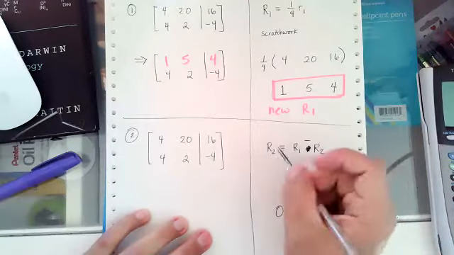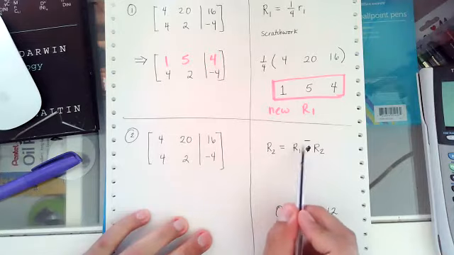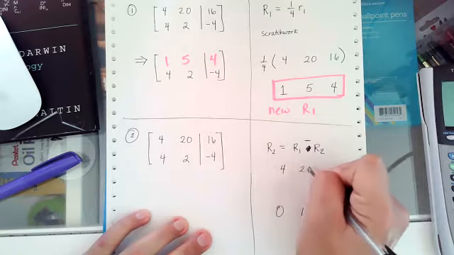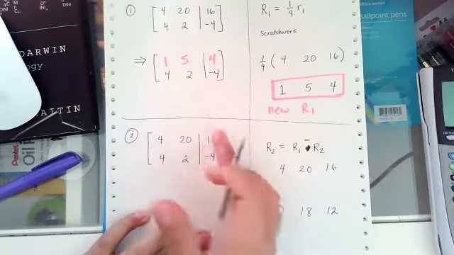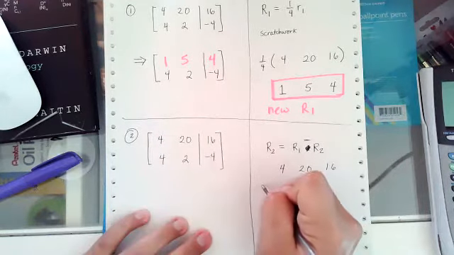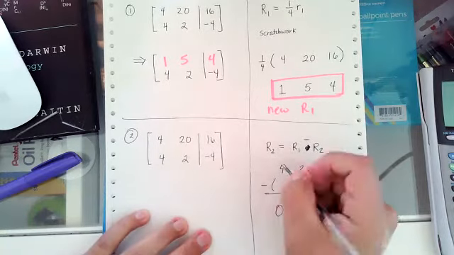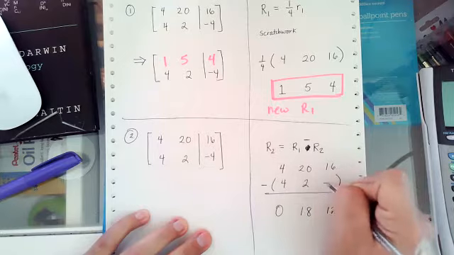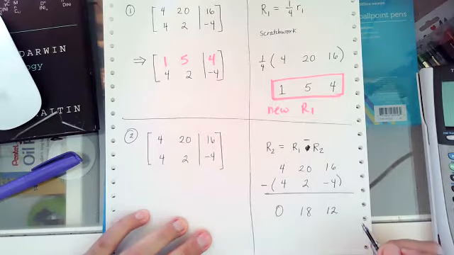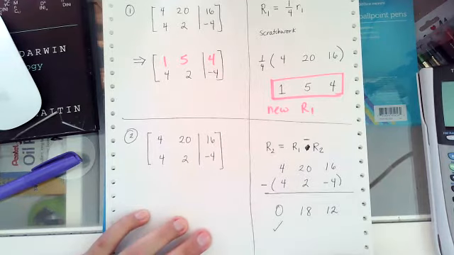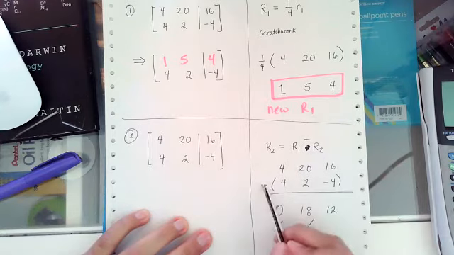Yeah, let's take a look at this. So if we're subtracting, we're taking row 1 and subtracting row 2. So that would be 4, 20, and 16. And you can line them up the same way that they are in the matrix. And we're going to subtract this second row, 4, 2, and -4. So 4 minus 4 is 0. That one's good. 20 minus 2 is 18. So that one's okay. But what is 16 minus -4?